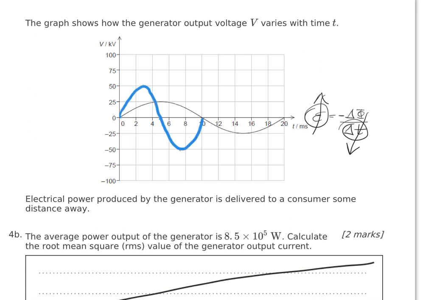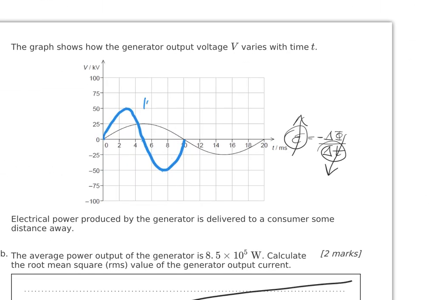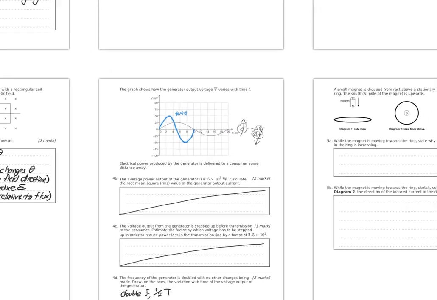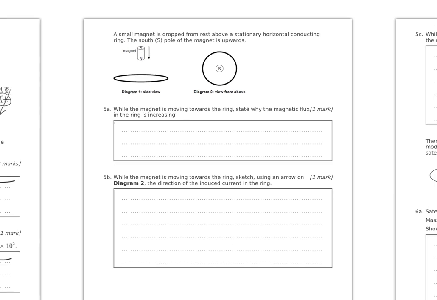And the mark scheme says you'll only have to draw one cycle. So there's my one cycle. And again, just to be clear, we're looking at 4D here. Number 4D. All right, and then 4 is over. So now we're into 5.